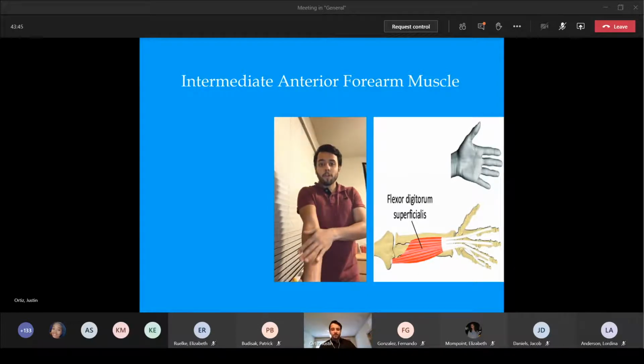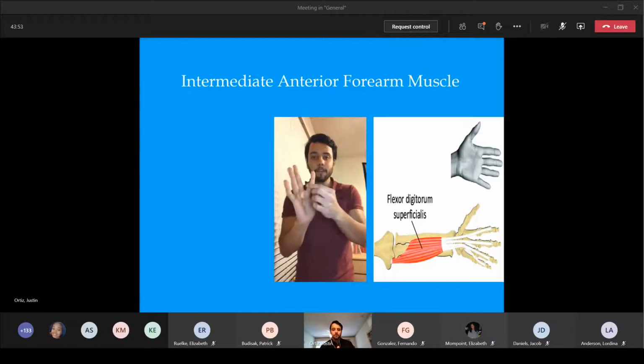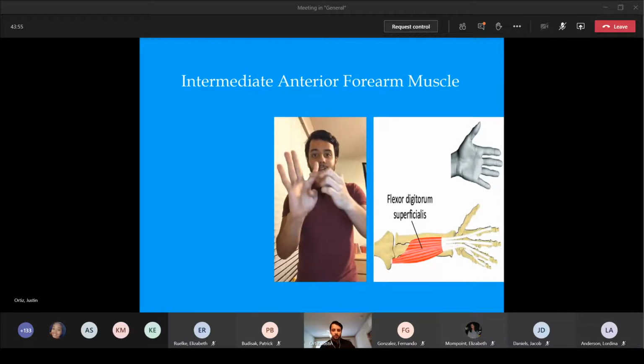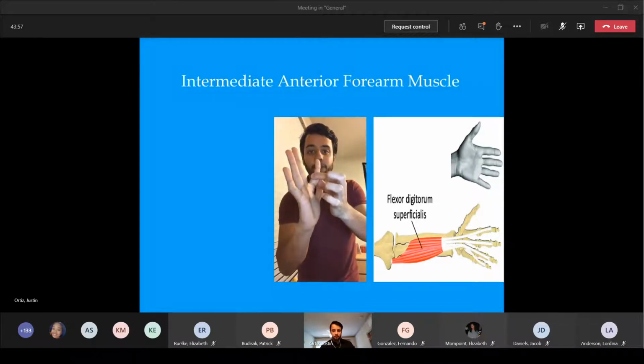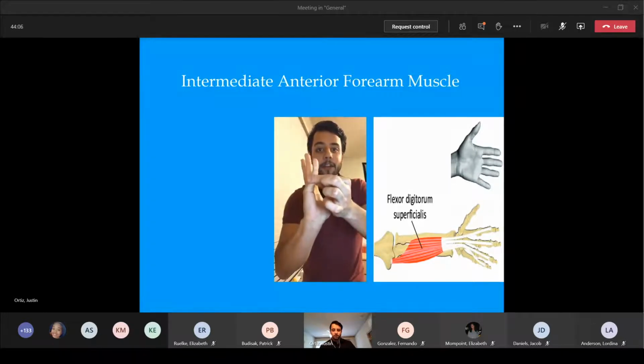And it's going to extend all the way to your 2nd through 5th phalanges, but only the middle phalanges of your 2nd through 5th phalanges. So your flexor digitorum superficialis is going to attach right here, which is the middle. Okay, this is the middle of your 2nd phalange, middle of your 3rd phalange, middle of your 4th phalange, and middle of your 5th phalange, right?